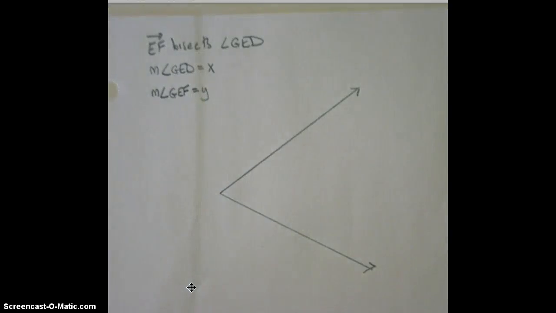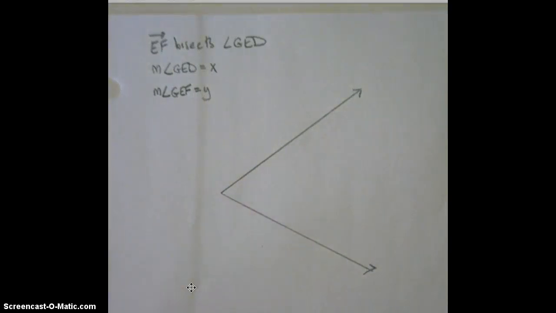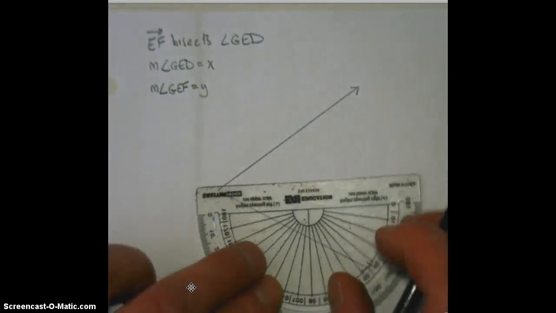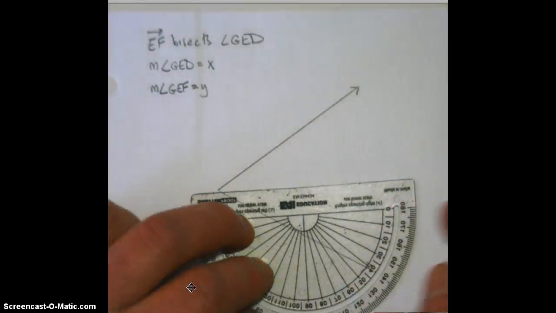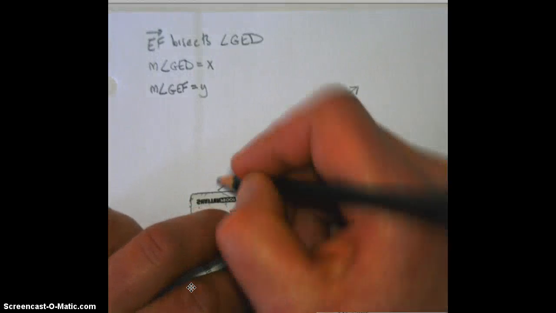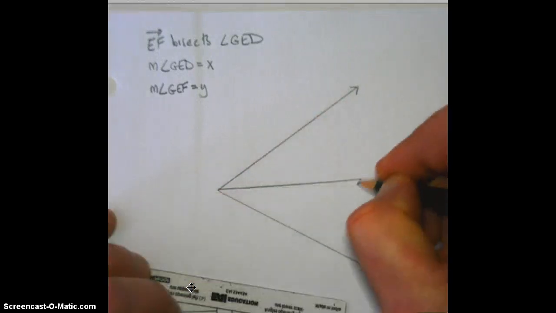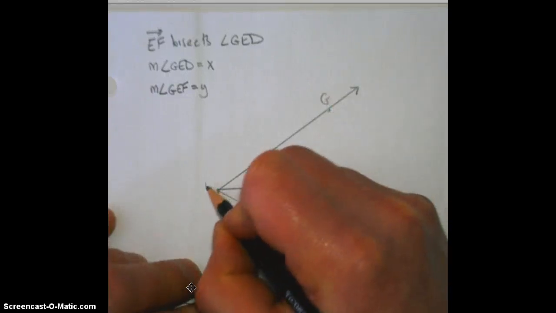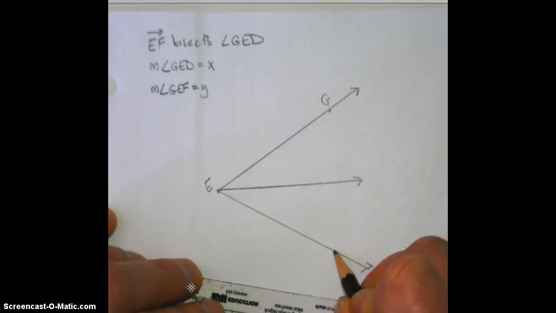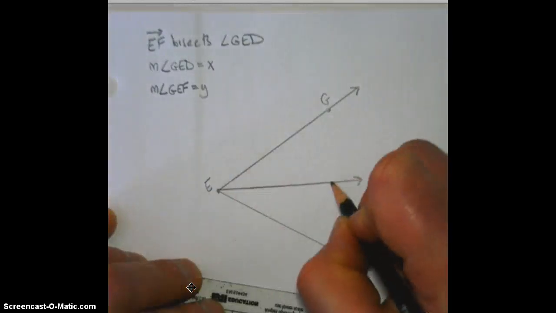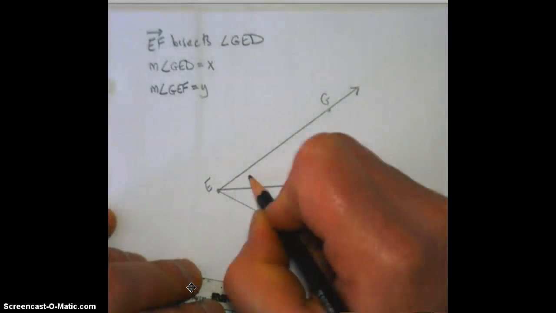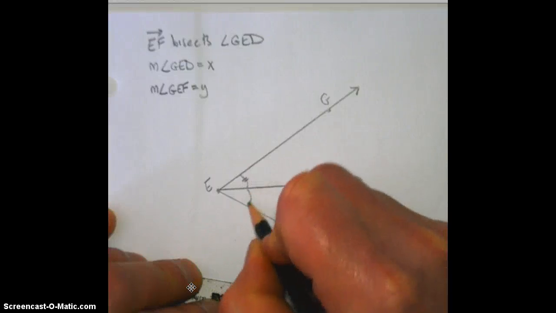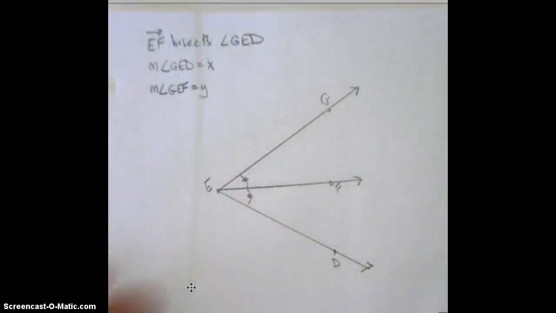Alright, so this example probably almost looks identical to the last one, but it's a little bit different, and the difference is going to be important. So we're going to take a look at this one. We're going to sketch the angle bisector again, and again we have angle GED being bisected by ray EF. So again, we can make our angle congruent to our other angle because it's being bisected.